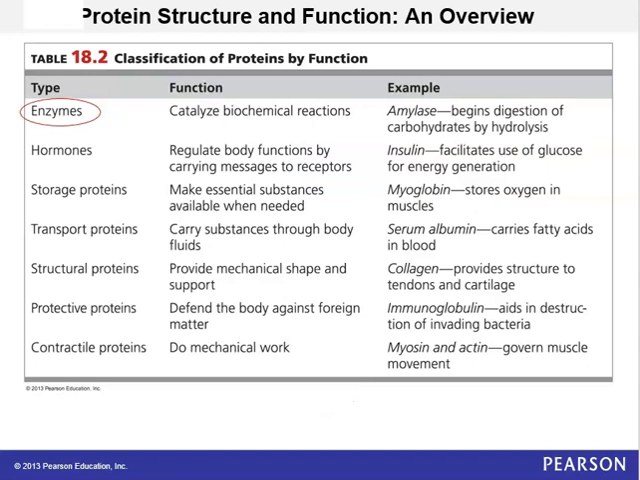In the other biochem of the cell class, we focus on hormones, storage proteins, transport proteins, and structural proteins, right? In this class, we're talking more about enzymes and their ability to catalyze biochemical reactions. So amylase, for example, one of those digestive enzymes we recently talked about, is the type of protein we're interested in for this class specifically.